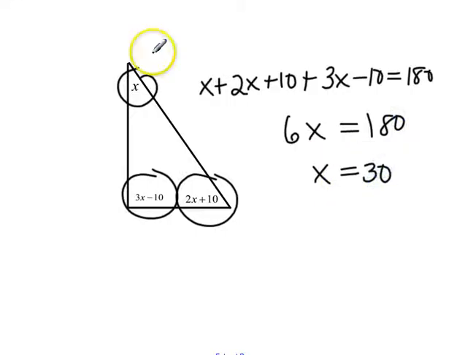And once you know x is 30, you can find all three angles. This angle would be 30 degrees. 3x is 90 minus 10 is 80. And then this angle over here, 2 times 30 is 60, plus 10 is 70. And to double check, you just add them up and make sure they equal 180 degrees.